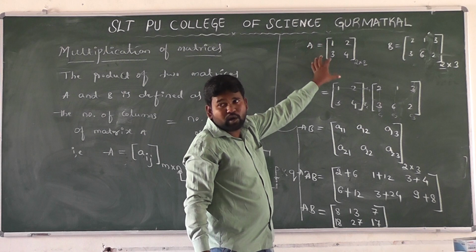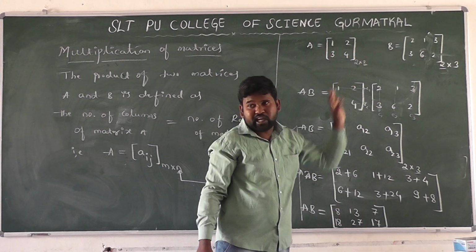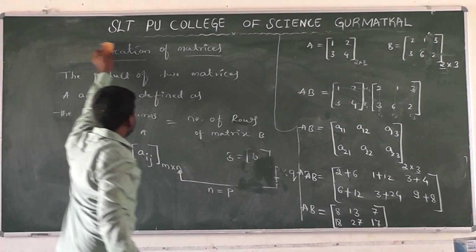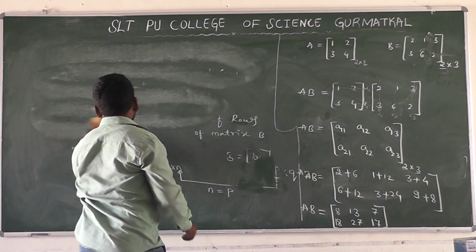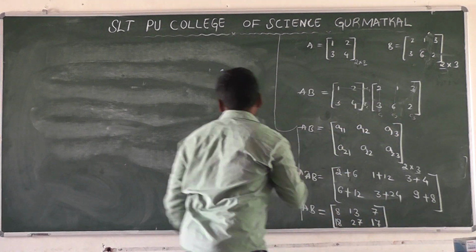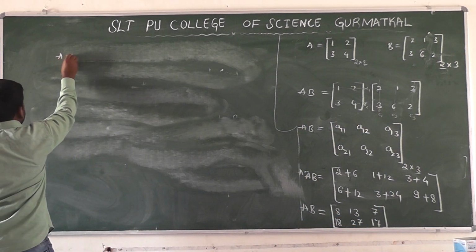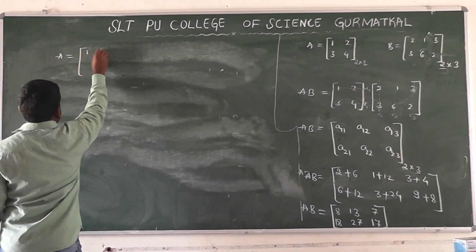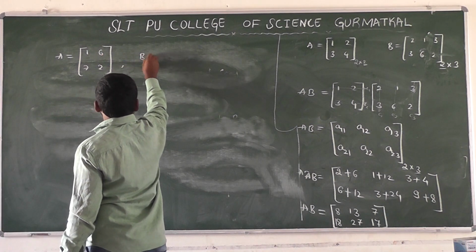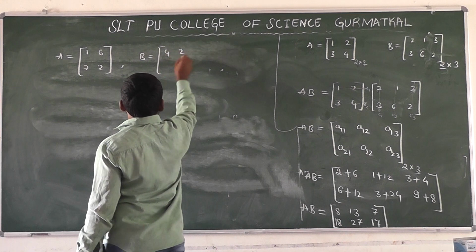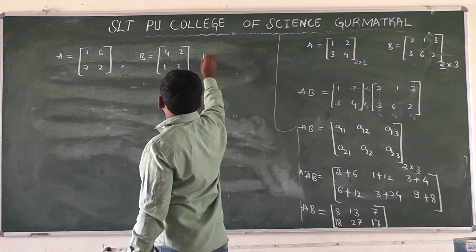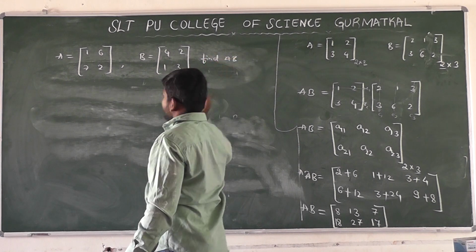Right? In this type we have to multiply the two matrices A and B here. For example, we don't confuse here. And one more example. Find AB. AB we have to find out.